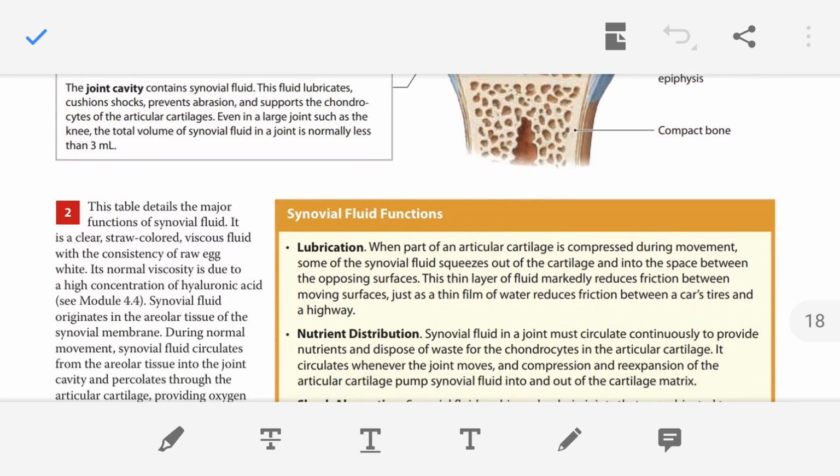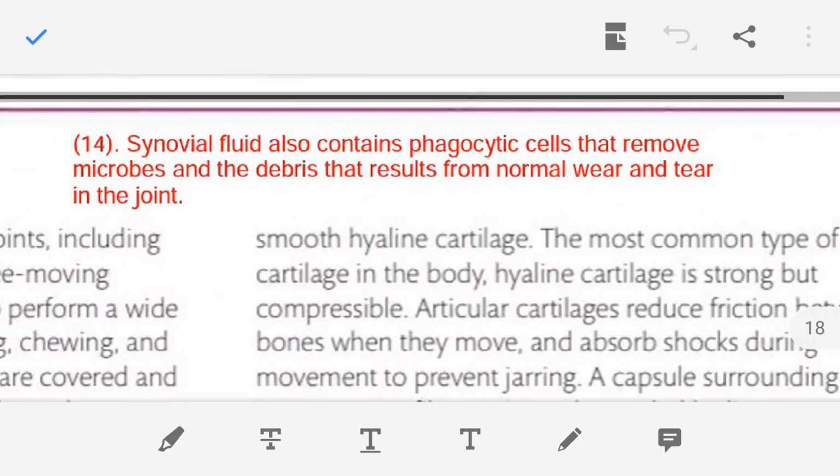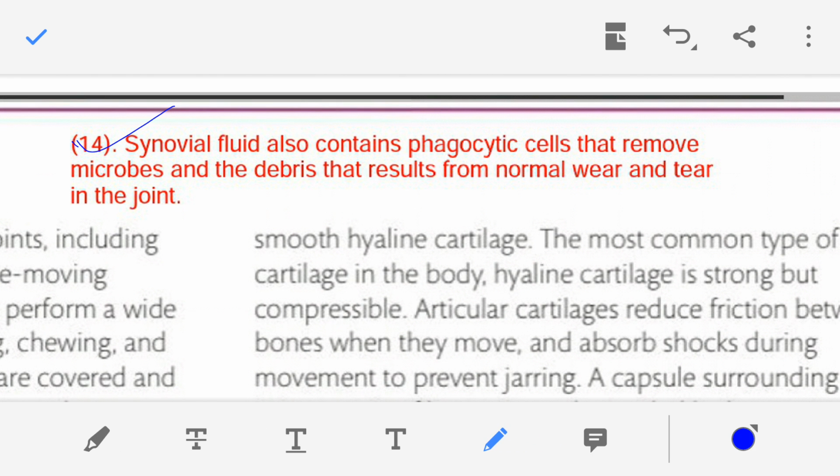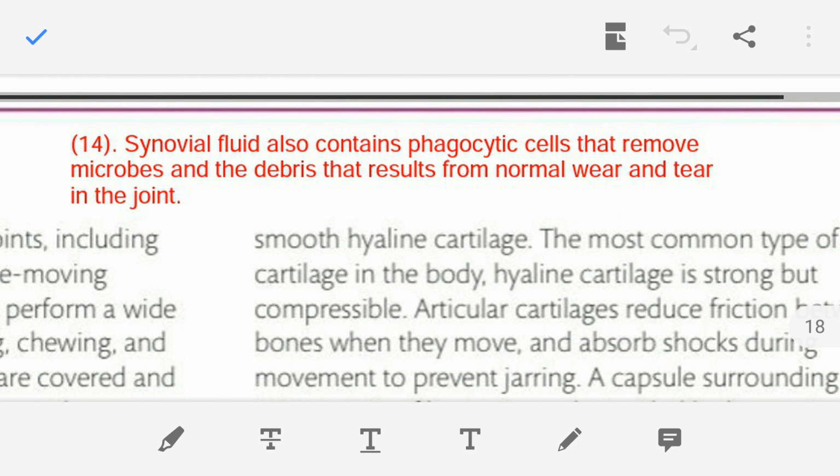Now point number 14. In the synovial fluid, phagocytic cells are present. These cells remove microbes, they kill the bacteria, and due to the normal wear and tear in the synovial joint, some cellular debris is formed. So this cellular debris is removed by the synovial fluid.